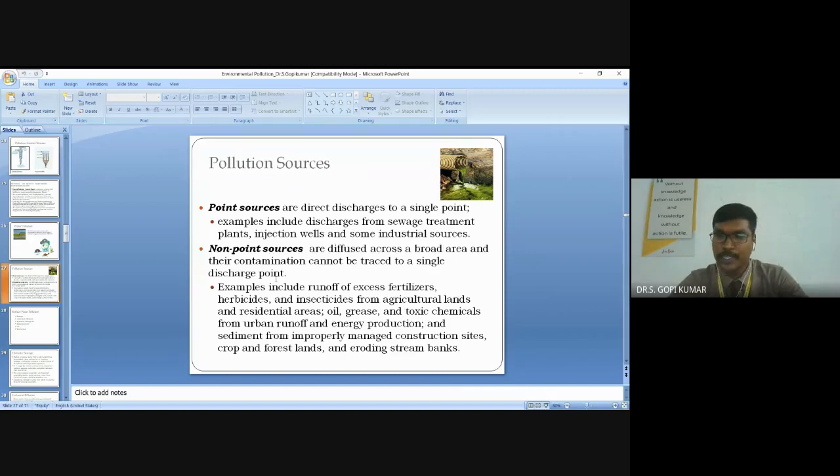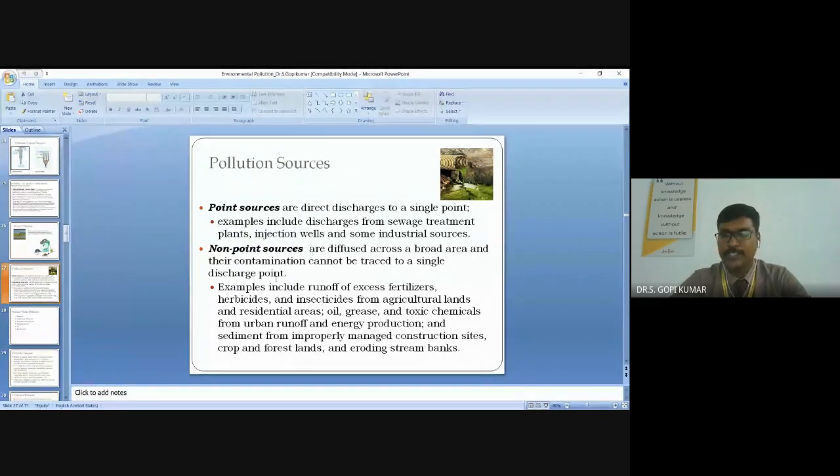Pollution sources are identified as point sources and non-point sources. In this case, point sources are the sources which are specific, such as injection wells, industrial sources, and discharge of sewage. These are point sources, and the sources considered under non-point sources are diffused across a broad area, and their contamination cannot be traced to a single discharge unit.